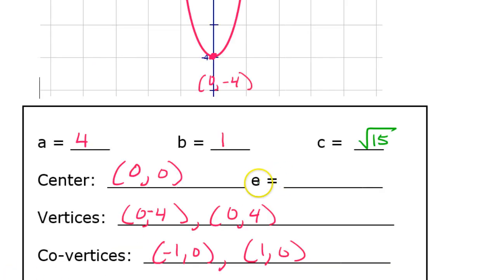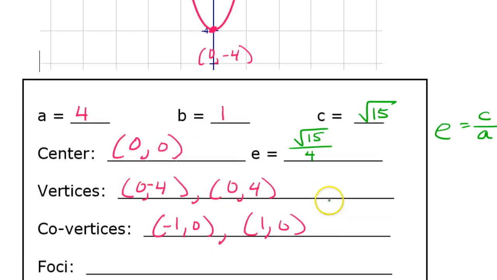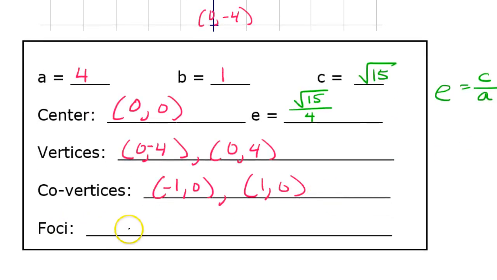All right, we also need the E, the eccentricity. And E is always C over A. So that's just going to be the square root of 15 over 4. So that's the eccentricity. Finally, we need the foci. For that, it would be helpful to know the decimal approximation of the square root of 15. All right, that's approximately 3.9.